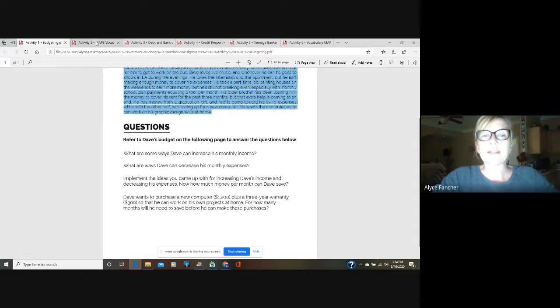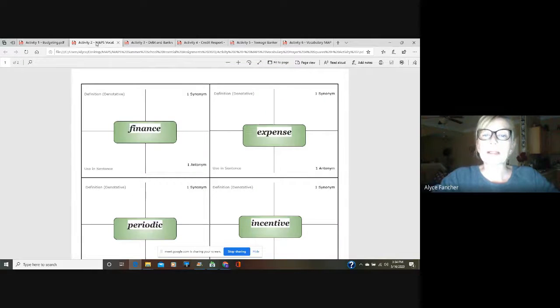Going into activity 2, you will need to complete this diagram. It's called a Frayer Foursquare. You will be basing your answers on the words that are in the middle of each one of these boxes. So for instance, finance, you will define the word, which is a denotative meaning. You'll find one synonym for the word finance. You will use it in a sentence, and then you will find one antonym for the word finance. And you will do that for each of these following words that are inside each one of these squares. That is activity 2.